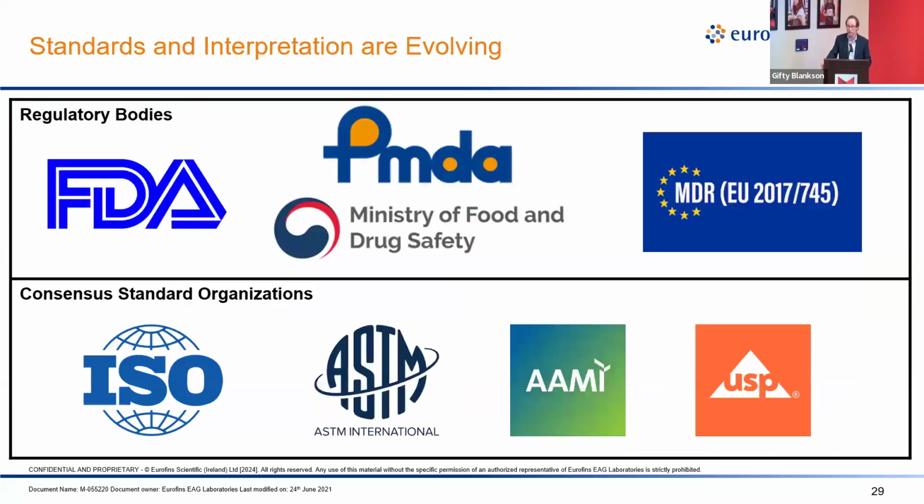We will now talk about standards interpretation of evolving. So I got two boxes here. At the top, I've got regulatory bodies, and at the bottom, I have consensus standard organizations. So a regulatory body is the person that says whether or not you can sell your device, right? These are geographical, right? So in the US, we have the FDA. In Japan, you have the Pharmaceutical and Medical Device Administration. In South Korea, you have the Ministry of Food and Drug Safety. In the EU, you have EU MDR, right?